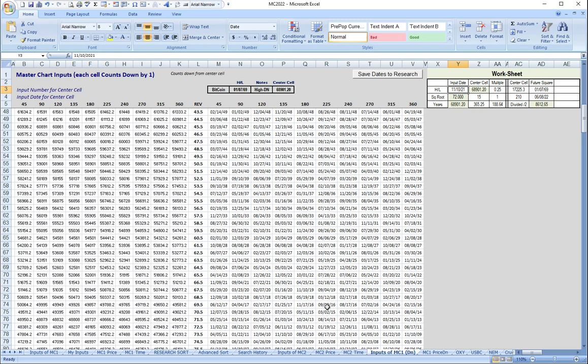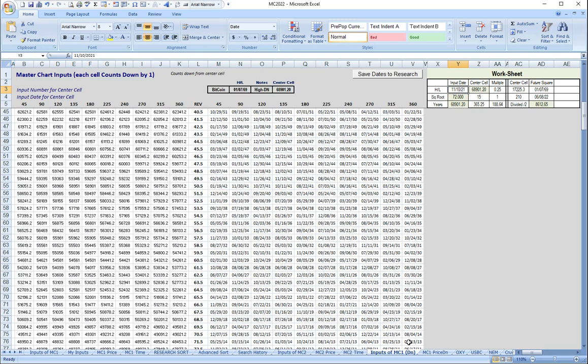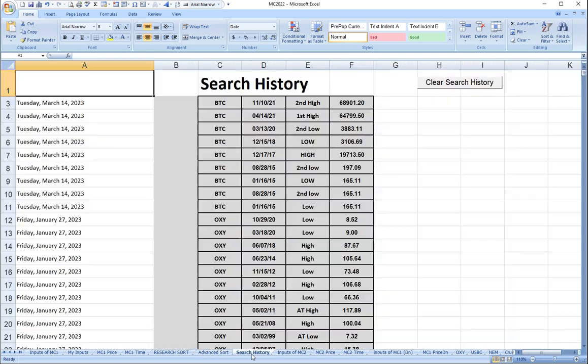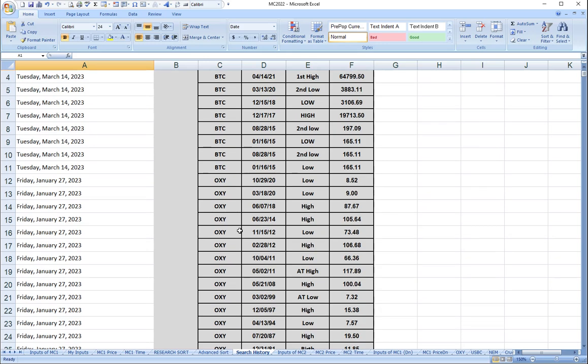And let me see, anything else? Nope, that's all of the inputs. Now on this thing, anytime you plug something in, it keeps it in the search history. Even if you make a mistake, right? I like to keep track of everything that I plug in. And the program automatically does that every time you click a button, right?